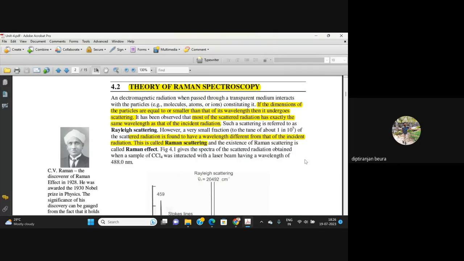Ma'am, I have a question. Can I ask? Ma'am, why do we plot absorbance versus wavelength in UV visible, but transmittance versus wave number in IR spectrometry?